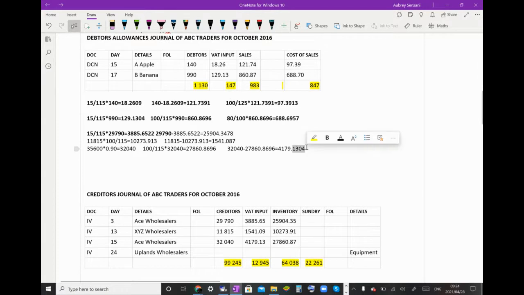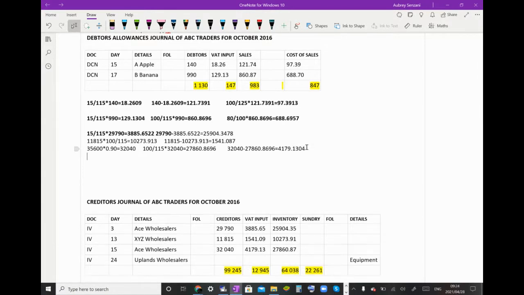Then the last transaction that we have there happened on the 24th. Purchased equipment. Can you see? This time we purchased equipment, and that was for 25,600. So we might as well just quickly calculate the VAT and VAT exclusive.